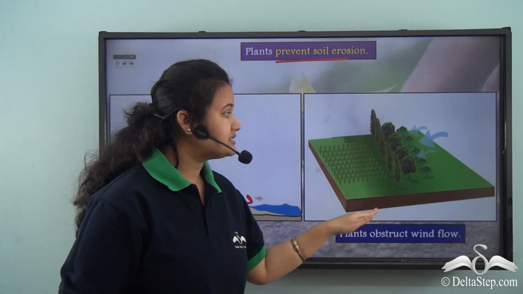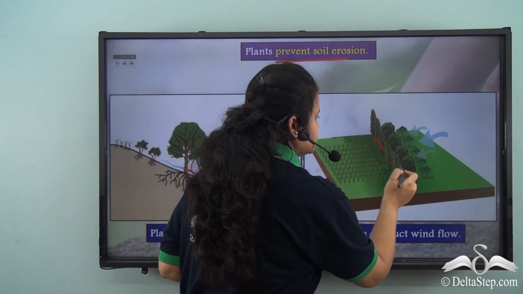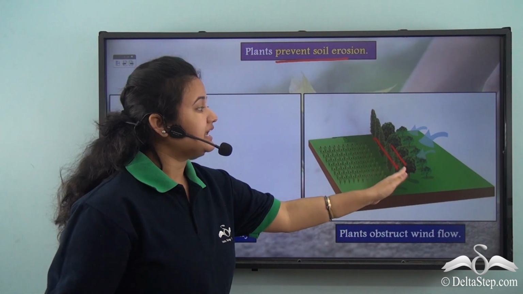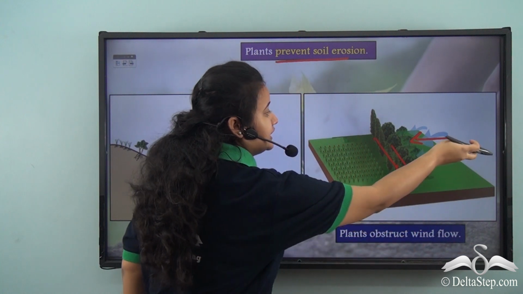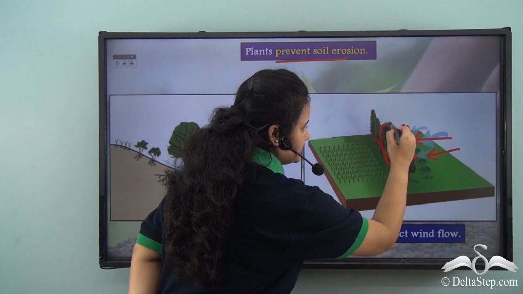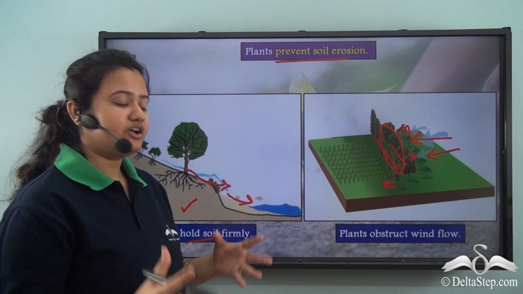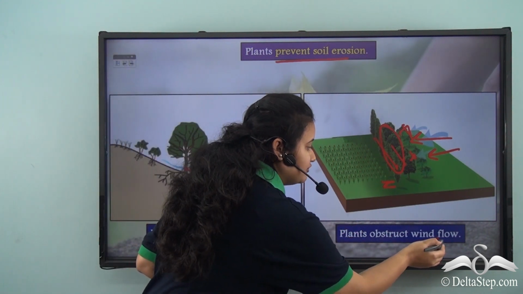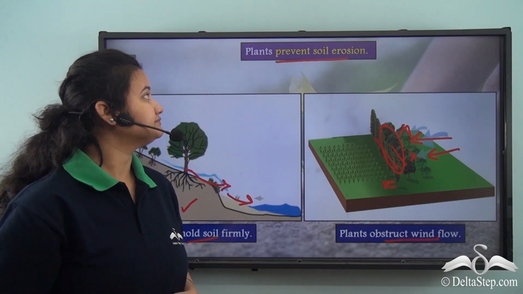That is, the plants obstruct the wind blow by acting as excellent shelter belts. Well, this is to say that if you plant trees in a perpendicular direction to the wind flow, then the flow of the wind will get obstructed by these trees, and therefore the soil will not be eroded. Thus, here we see that plants hold the soil firmly and they also obstruct wind flow, and this is how plants can prevent soil erosion.